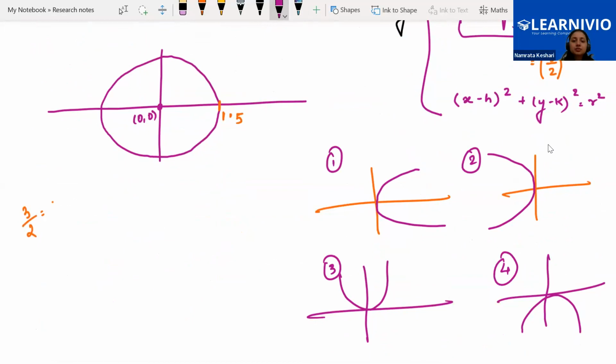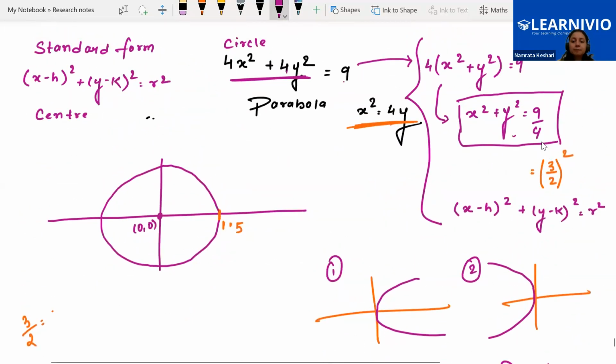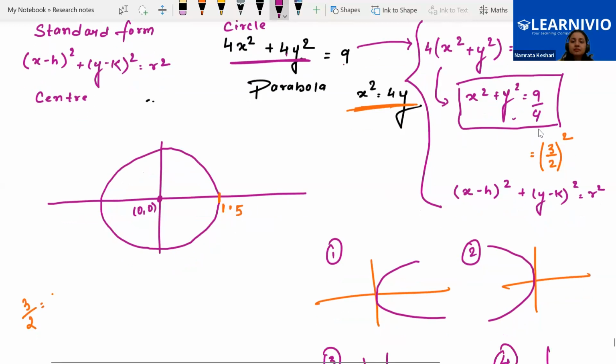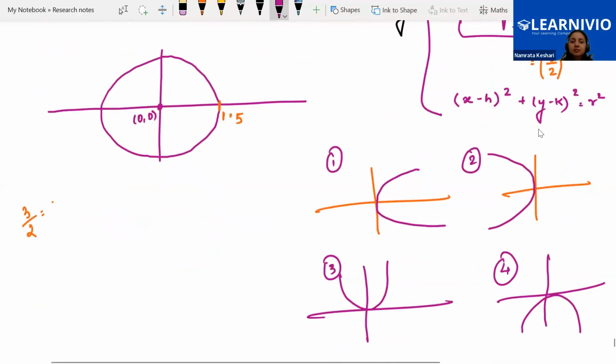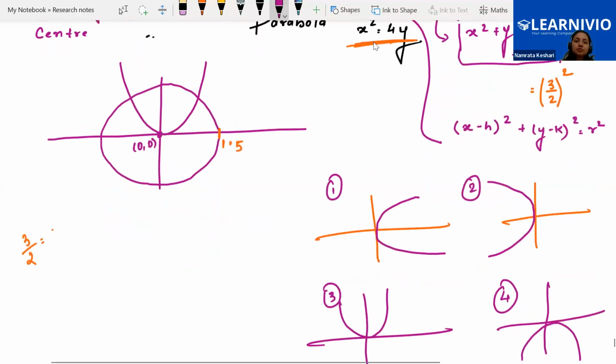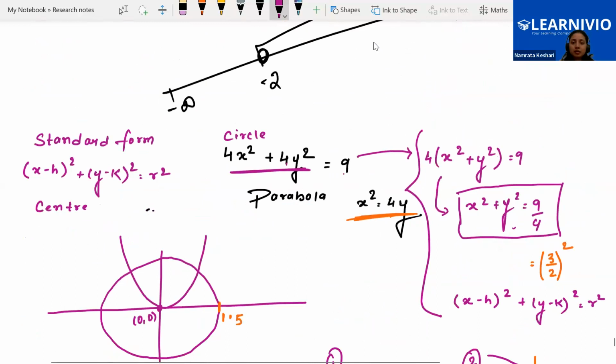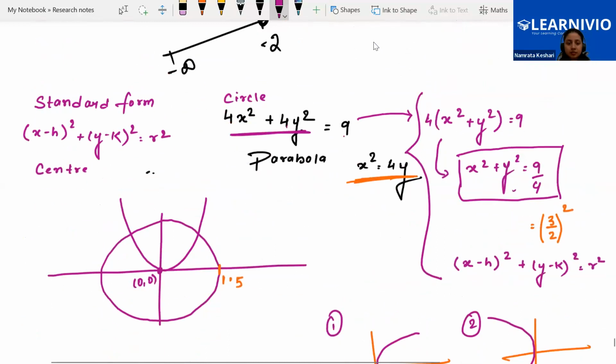x square is equal to 4y. Yes, Murtaza? Third one. Third one, exactly. It is the third one. This is how we have the parabola. Okay. Now we have to find the area bounded by these two figures.